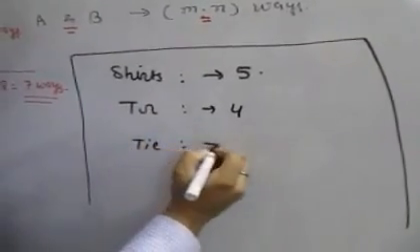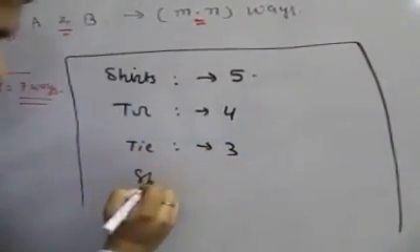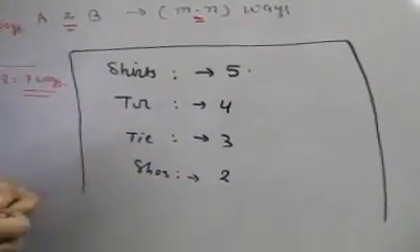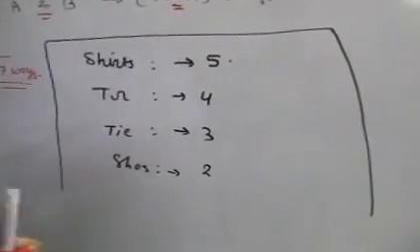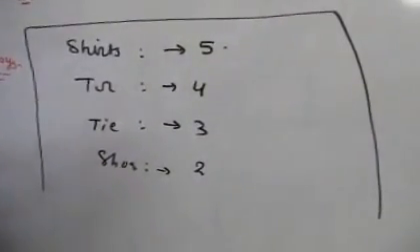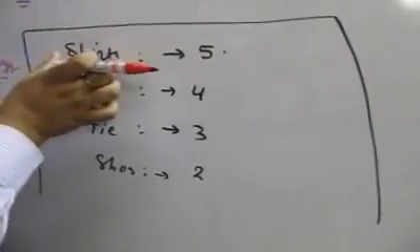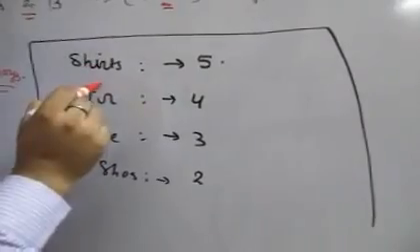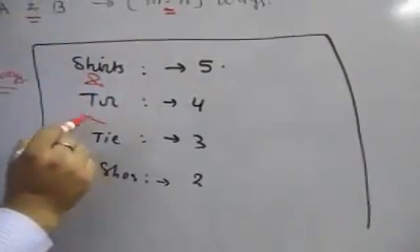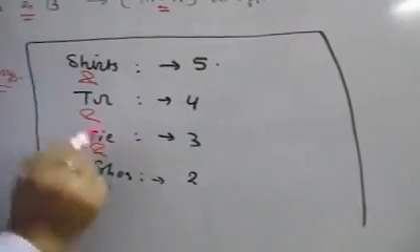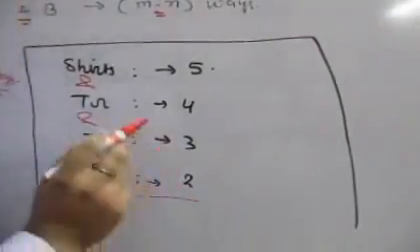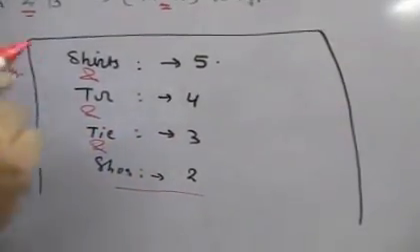Tie. He has 3 ties. And shoes. He has 2 shoes. Now the question is in how many ways he can get ready or dressed up. Logic says that he can't go with just a shirt or trouser. He has to wear shirt and trouser and tie and shoe. This "and" represents that here, to find the total number of ways, we have to apply the fundamental principle of multiplication.